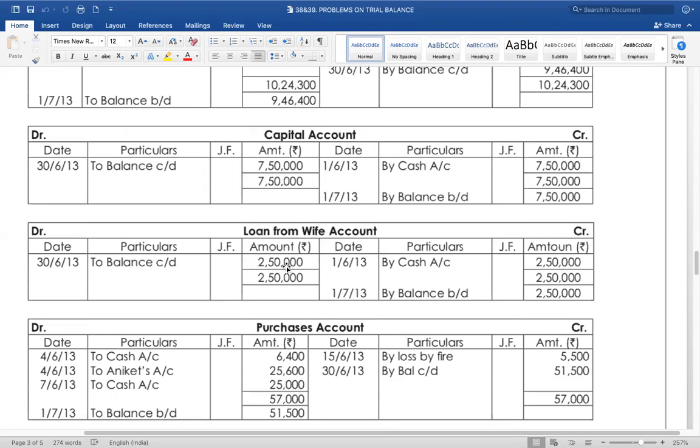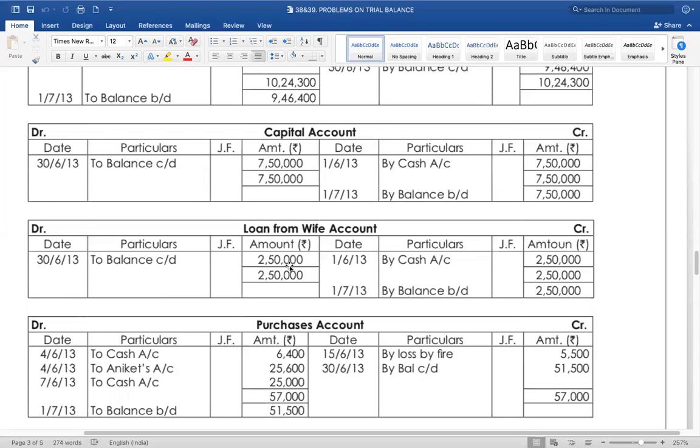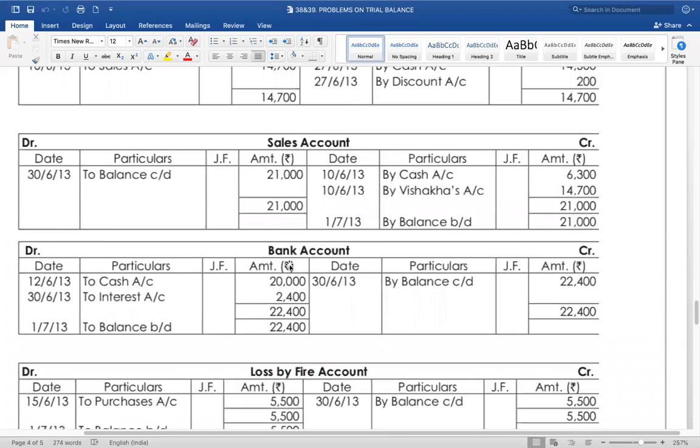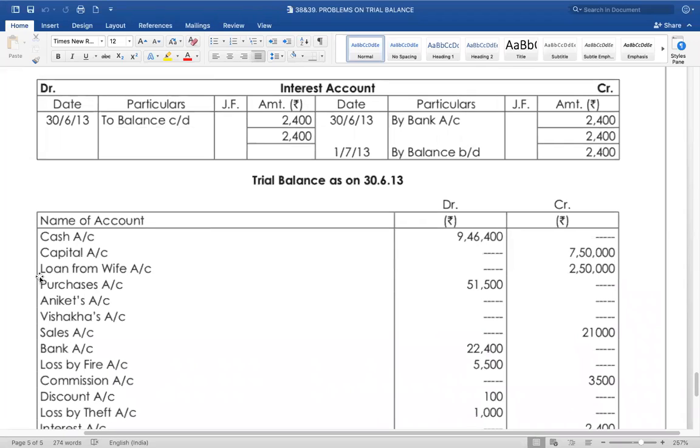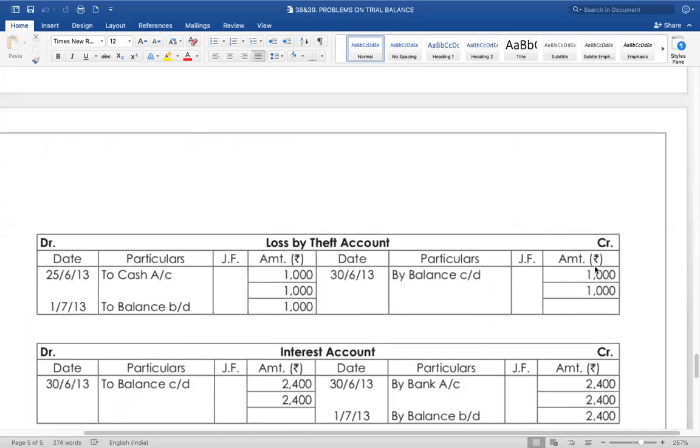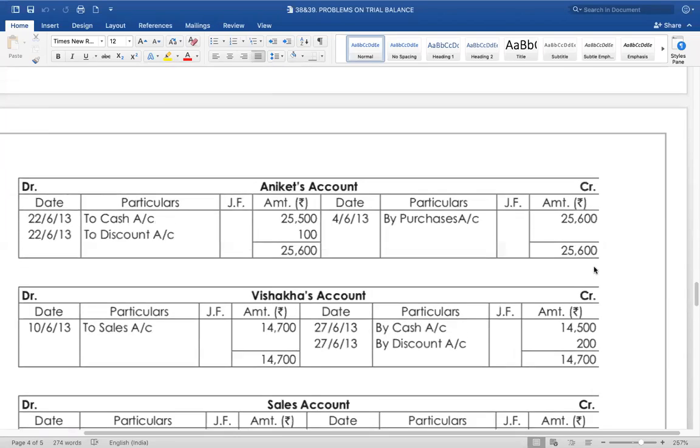Balance carried down need not be only on the credit side. It can be any side. Carried down means it's the closing balance. So 2,50,000 is a credit balance. Drop that in the trial balance again. Loan from wife is not a debit balance but a credit balance, therefore it is placed in the credit column, 2,50,000. Loan is over.